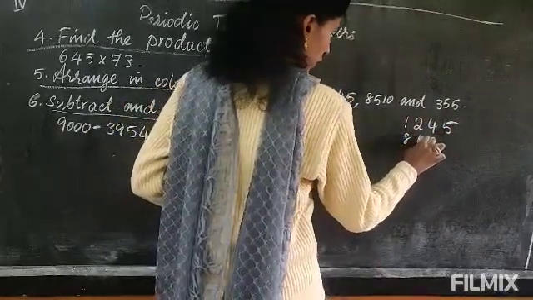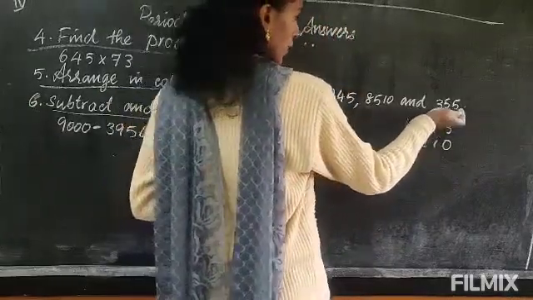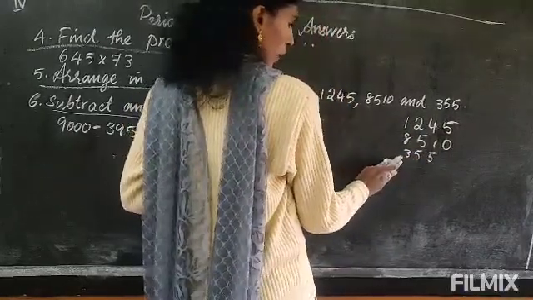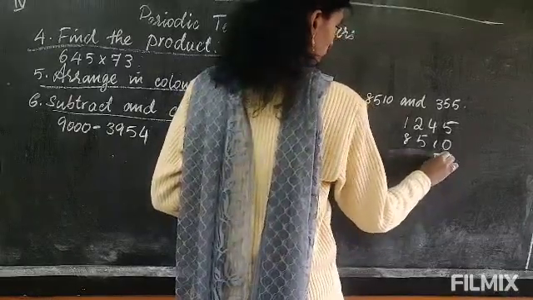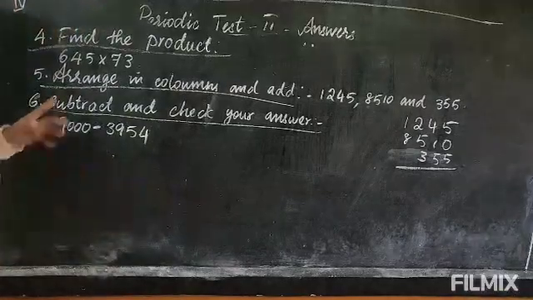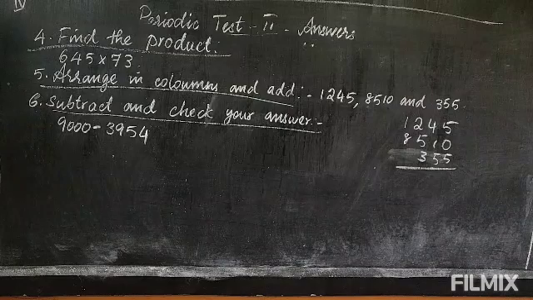The 4 digit number and the other number you have written and arranged correctly, but 355 some of you have written like this. You will never write the numbers from the left side. You have to arrange it from the right side. Okay, so this is the way you have to arrange in columns and add. Only that is the correction, but other than that the addition you can do. Next one, subtract and check your answer.